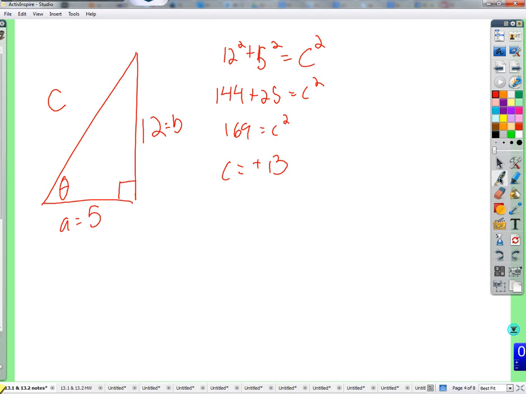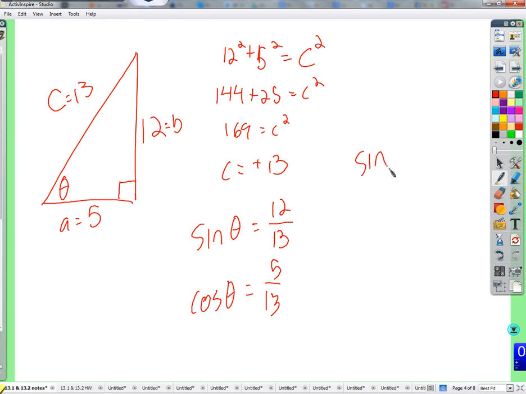All right, so the sine of this angle is the opposite over hypotenuse. Which side is opposite theta? 12 is opposite, 13 is the hypotenuse. So the sine is 12 over 13. The cosine is 5 over 13.